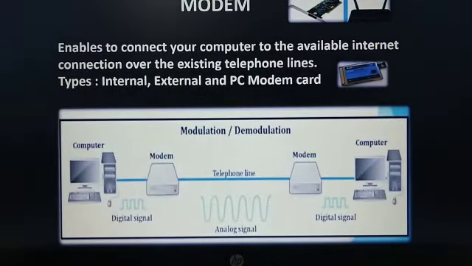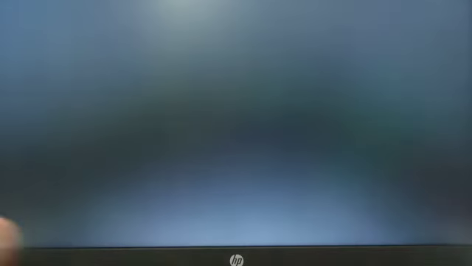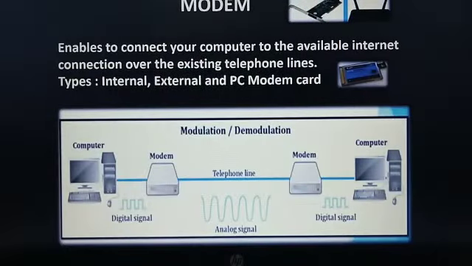Modems are of how many types? Three types are there: internal modem, external modem and PC modem. Now you can see the transmission of signal through a modem. Here is a computer and here are digital signals. Then the modem is here, then telephone lines carrying analog signals, and here is also another modem, and here is also a computer. This was the transmission of signal through the modem.